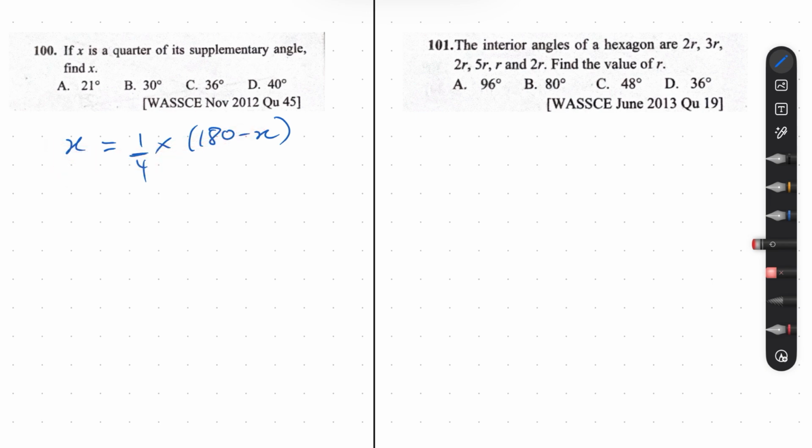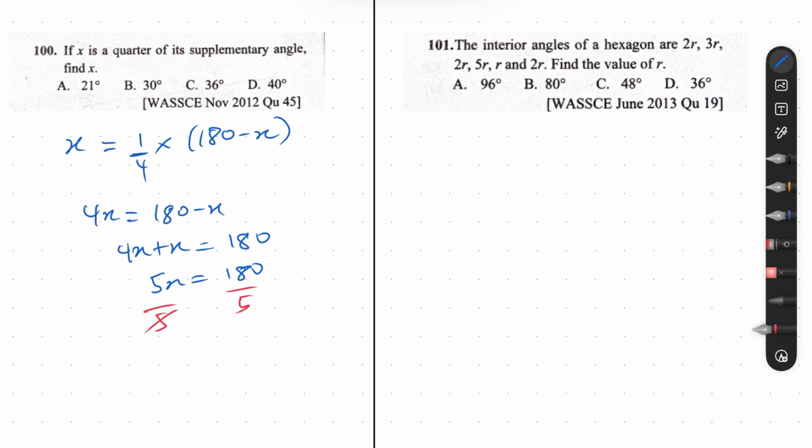So we have 4x equal to 180 minus x. If we rearrange, you have 4x plus x to give us 180. So 5x equals 180. Let's divide both sides by 5. It cancels, so we have x equal to 36. Okay, so our answer is 36, which is C.